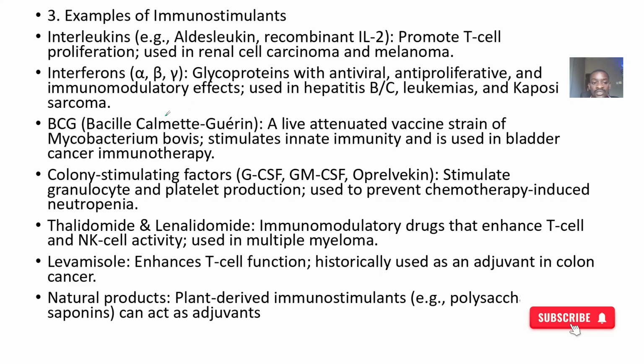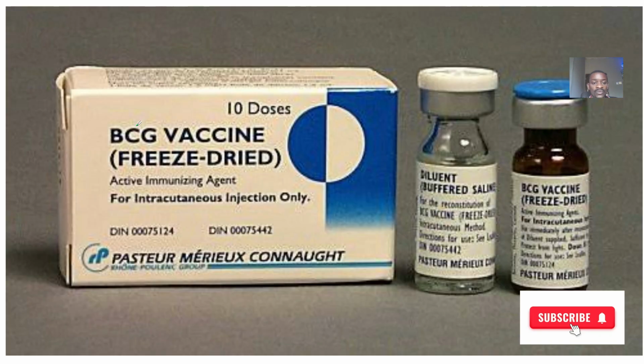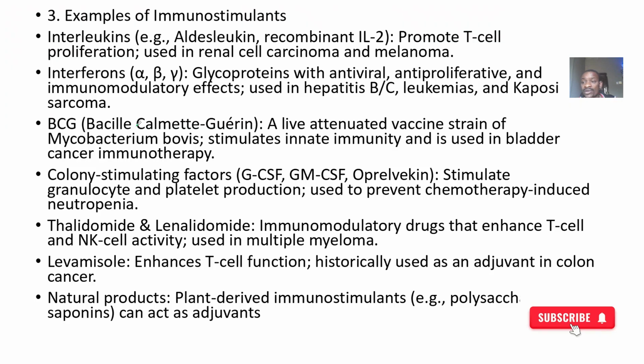Then we have the BCG, which is a vaccine, also known as the Bacille Calmette-Guérin vaccine. Live attenuated vaccine, and it stimulates the immune system to protect you against tuberculosis. Then colony stimulating factors, they stimulate granulocyte and platelet production, because these granulocytes and platelets form the key core of your immune system. Then we have other drugs like thalidomide, lenalidomide, levamisole, and natural products like plant-derived immunostimulants.